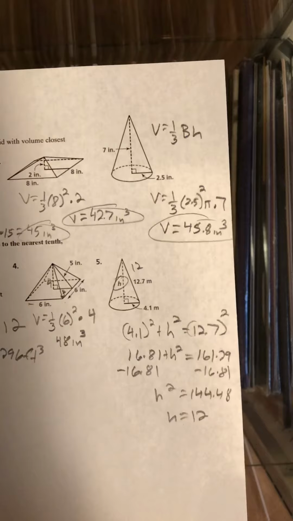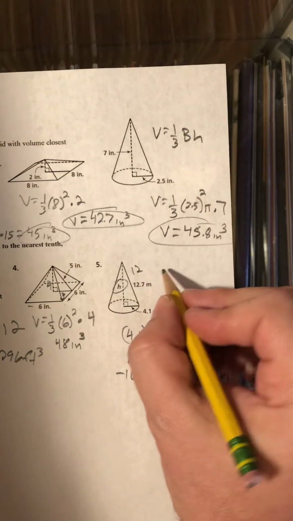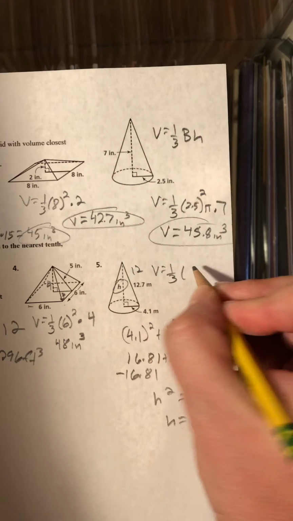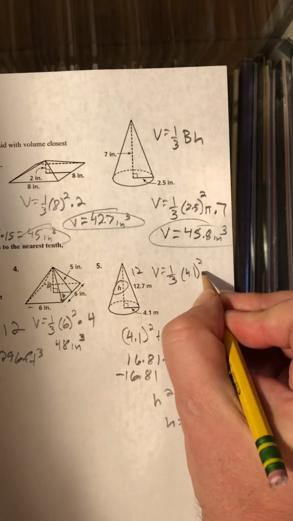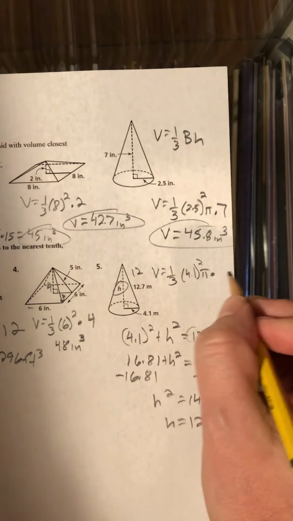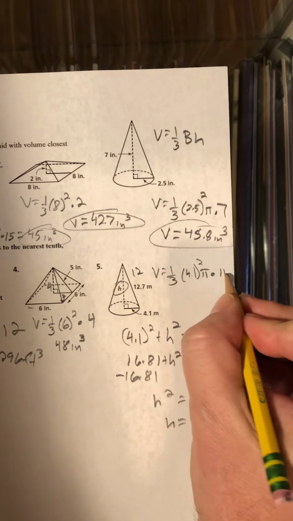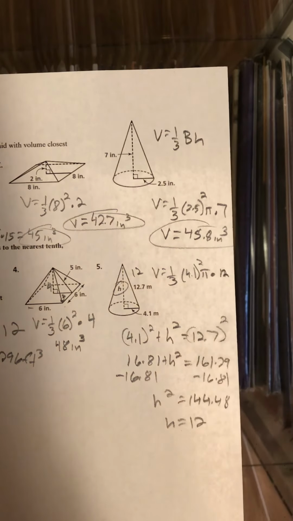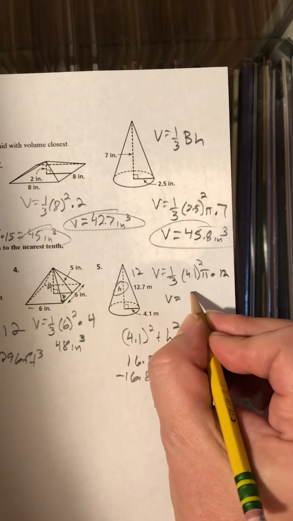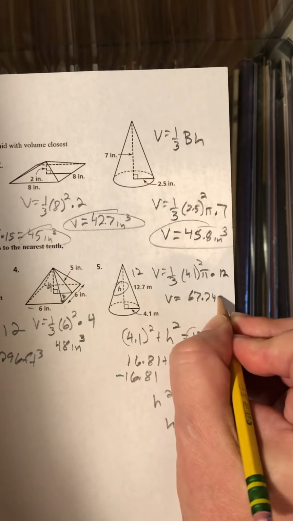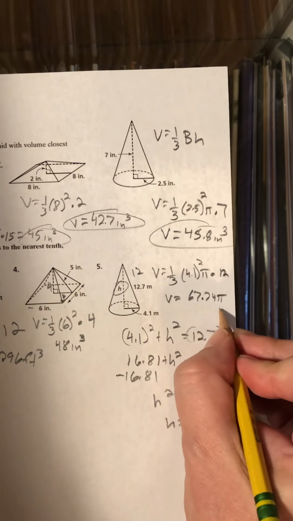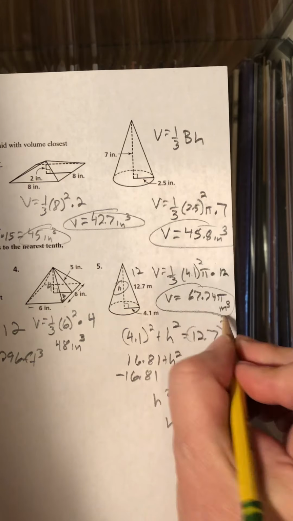So in order to find the volume of this, it's 1/3 the area of the base, which is 4.1 squared times pi, and then we need to multiply that by 12. Okay, and then when we multiply all this on out, the volume is 67.24 pi cubic meters. So there you go.